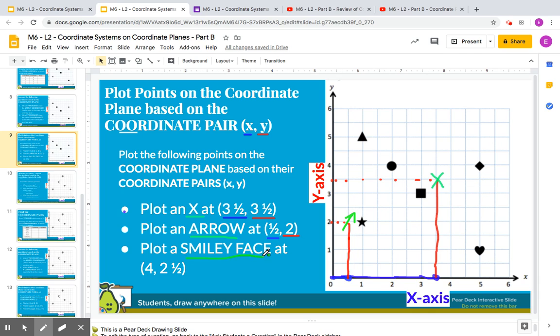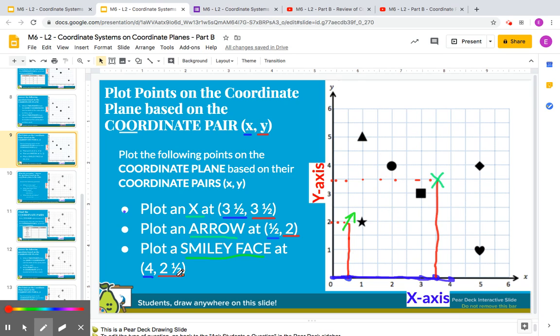Finally, I have to plot a smiley face where x equals 4 and y equals 2.5. So let's look. X equals 4: 1/2, 1, 1.5, 2, 2.5, 3, 3.5, 4. I went over 4 because my x is 4.